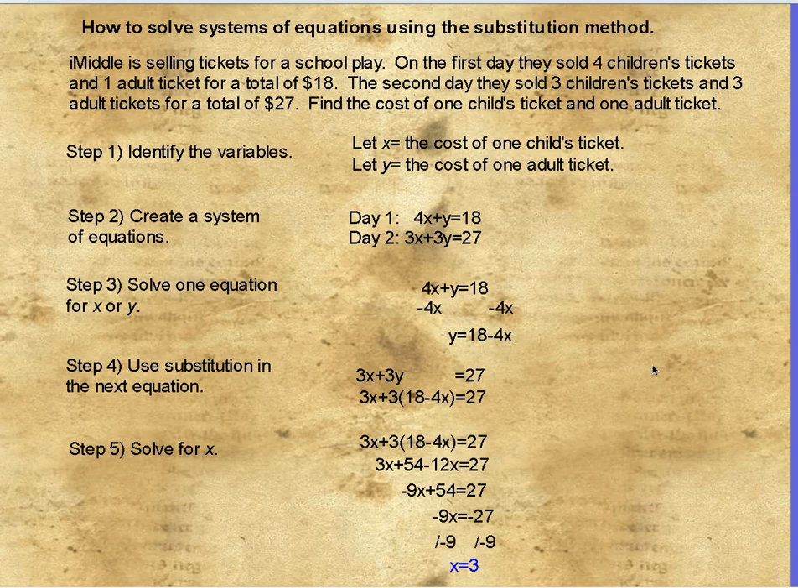3x plus 3 times the quantity of 18 minus 4x. We use the distributive property. Remember, distributive property. And that gives us 3x plus 54 minus 12x equals 27. Combining like terms, do the x's first. 3x minus 12x is negative 9x. Now we have to subtract 54 from both sides. That gives us negative 9x equals negative 27. Dividing by negative 9, we get x is equal to 3.